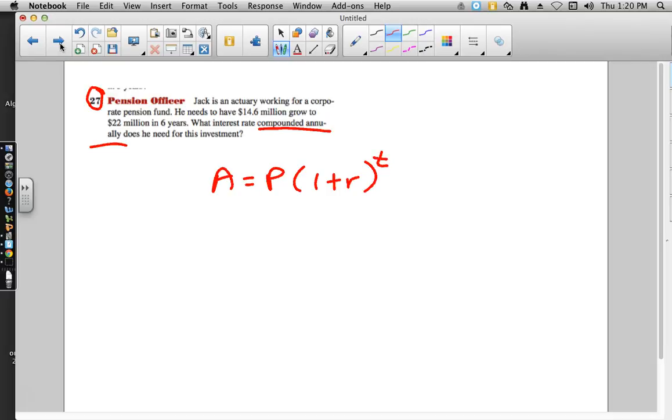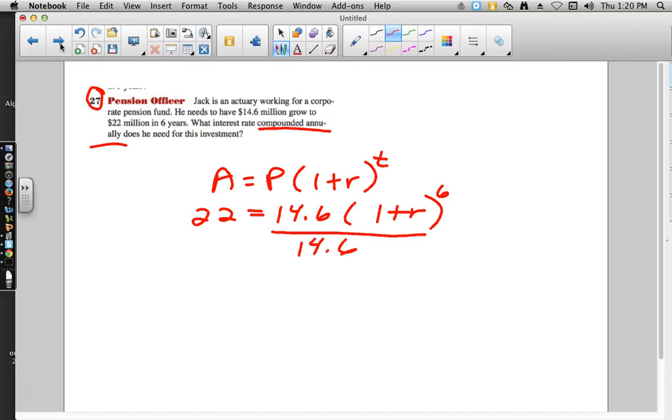Since it is annual, that's what we can do. And we don't need all the zeros because we're finding the interest rate, and those won't necessarily affect what we're going to do with the interest rate. So he wants $22 million, has 14.6, and the time was 6 years. So we get started by first dividing both sides by 14.6.